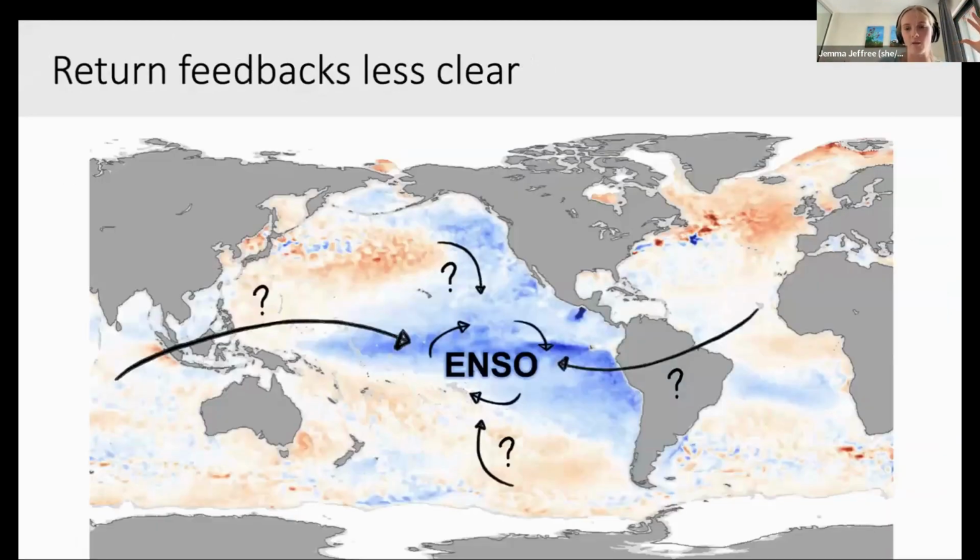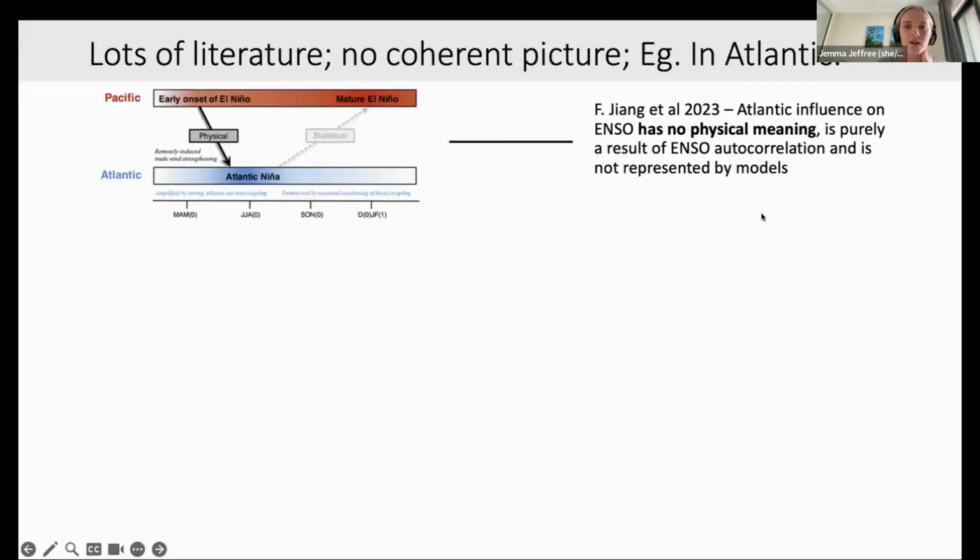And it's less clear what's happening in the other direction. So presumably, because the world's all interconnected, these different basins will also feed back onto ENSO and influence ENSO. But it's not clear which ones dominate or how strong any of them are. So if we just zoom in on one particular example in the Atlantic, I've got 3 papers that show completely different conclusions about how important the Atlantic is.